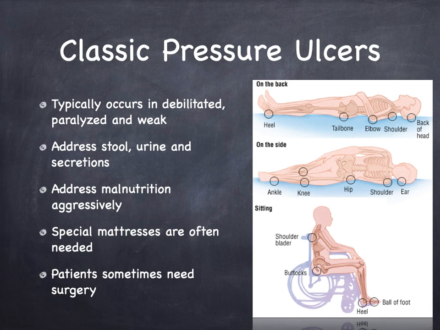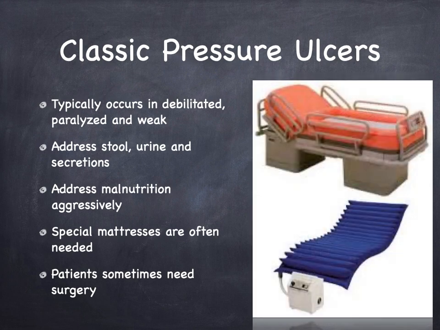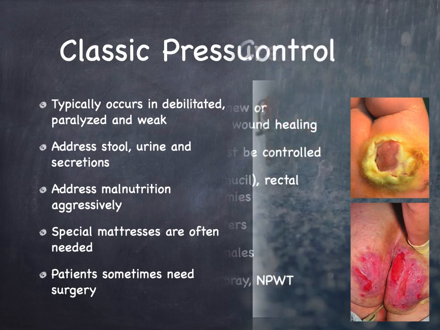Classic pressure ulcers, on the other hand, typically occur in the debilitated, paralyzed, and weak. In these cases, you must address stool, urine, and secretions aggressively. Malnutrition is a common compounding factor, and oftentimes these patients need specialty mattresses. Going back to that cap refill, what this does is help the skin blanch a little bit more pink when it alternates, so it doesn't let your skin blanch completely white. And in the worst case scenario, some patients may need surgery.